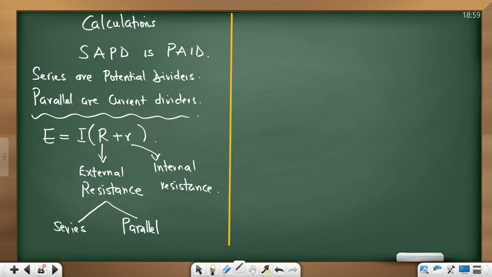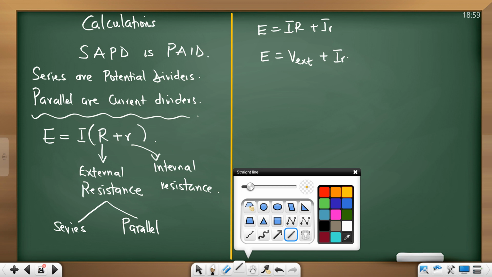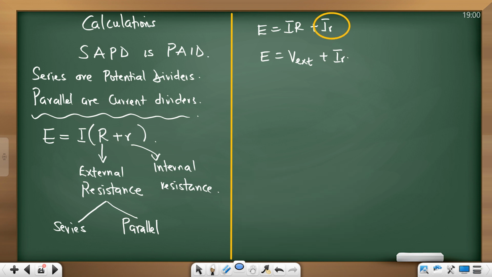I'm rushing because it's a summary. We can expand this formula as E equals V external plus Ir. This is very, very important. This Ir is known as my lost volt. Why? We are saying internal, it is inside the battery. That is my lost volt.